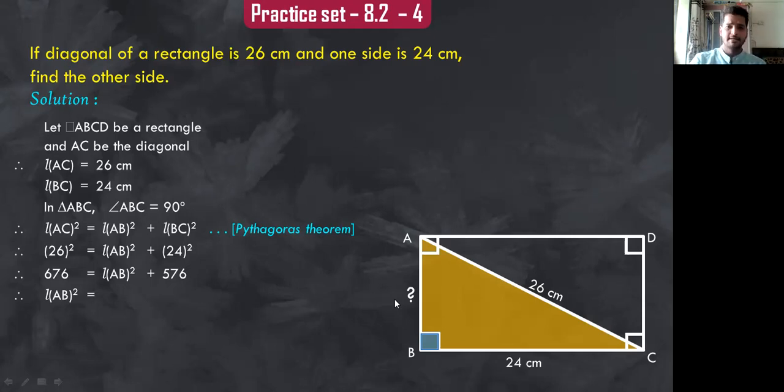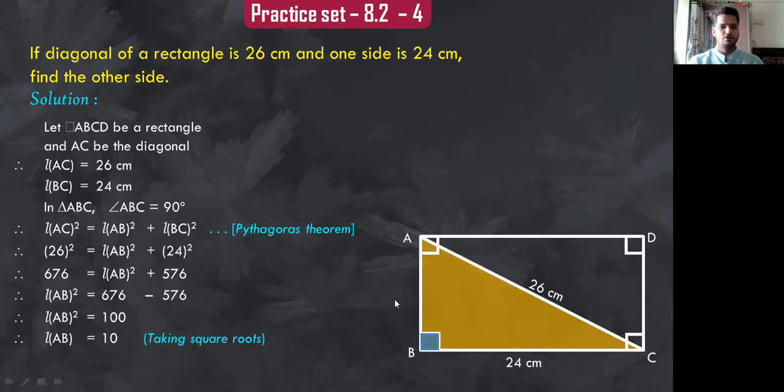676 minus 576. When you subtract them, you get the answer 100. Now AB square is 100. So to remove the square, we will take square root. So the length of AB will be 10 centimeters by taking square root on both the sides. So you've got the length of AB.